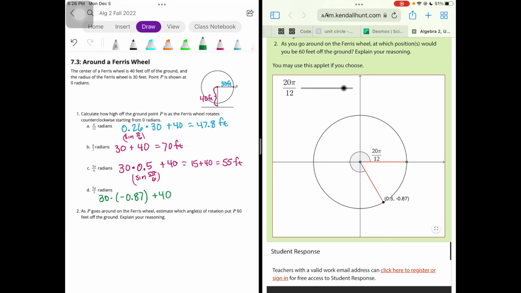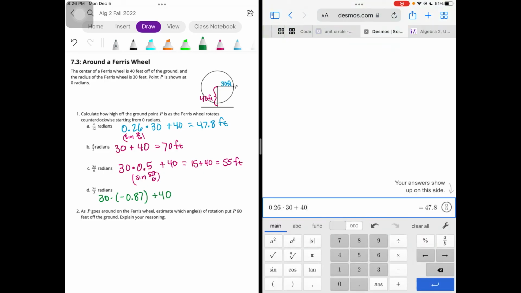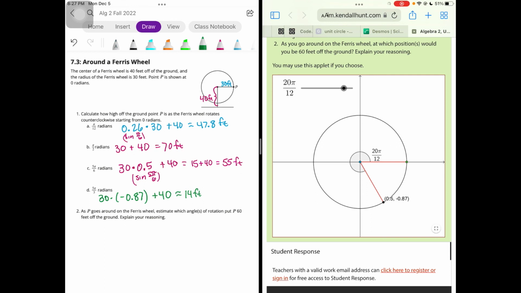All right, and then we're going to multiply the 30 times the negative 0.87, and then we're going to add our 40 to that. And so it is about 14 feet off the ground when they're down there at that point, which makes sense because this little bit here would be 10 feet. And so it makes sense that they'd only be a little bit further up off the ground.